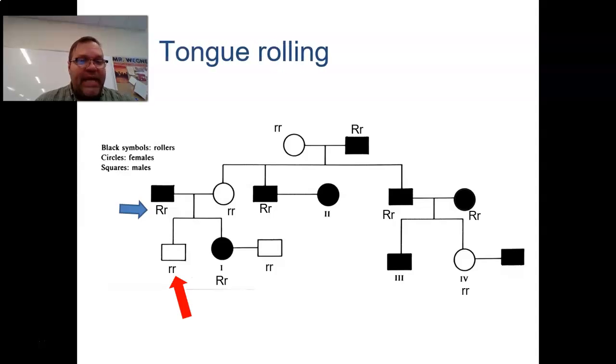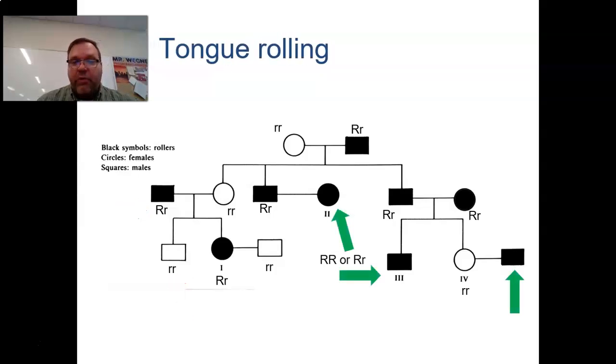There's another example we can figure out also. Here's another one. The dad, this is a dad that married into the family, but we know he has to have a lowercase r. He's got a capital R because he can roll the tongue, but he has to have a lowercase r because he has a son who has lowercase r, lowercase r. And for that son, one lowercase r came from mom, and the other had to have come from dad. So we can figure out exactly what the genotype of that dad is by looking and filling out some facts there.